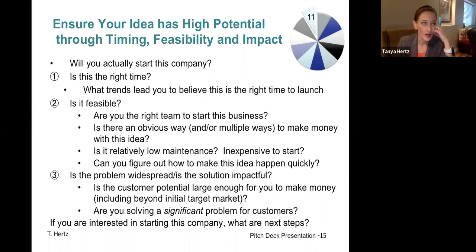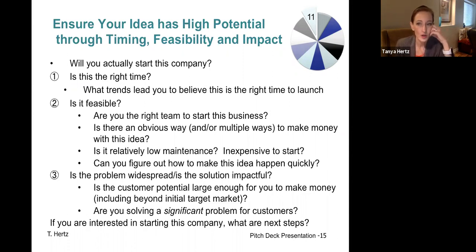Talk about the timing. Were there any trends that you noticed that would tell you, yes, this is the right time to start the business? You'll want to tell us whether or not it's feasible, meaning are you the right person or team to start this company? Are there gaps, and are you going to be able to fill the gaps? Is there an obvious way to make money? Is it an easy business to start? Is it inexpensive? Is it a low maintenance business? And can you make it happen quickly?